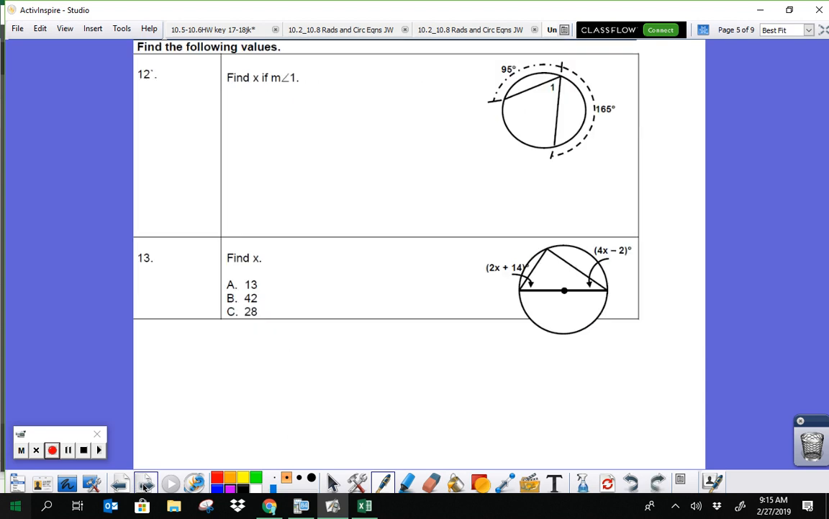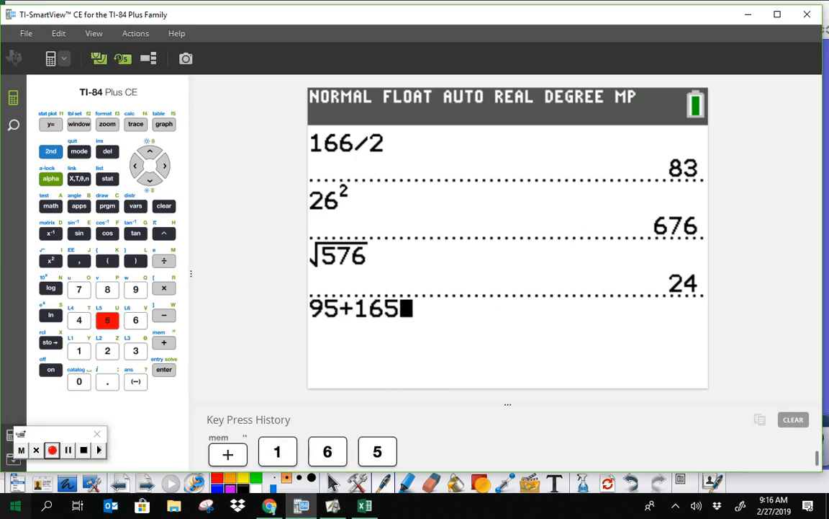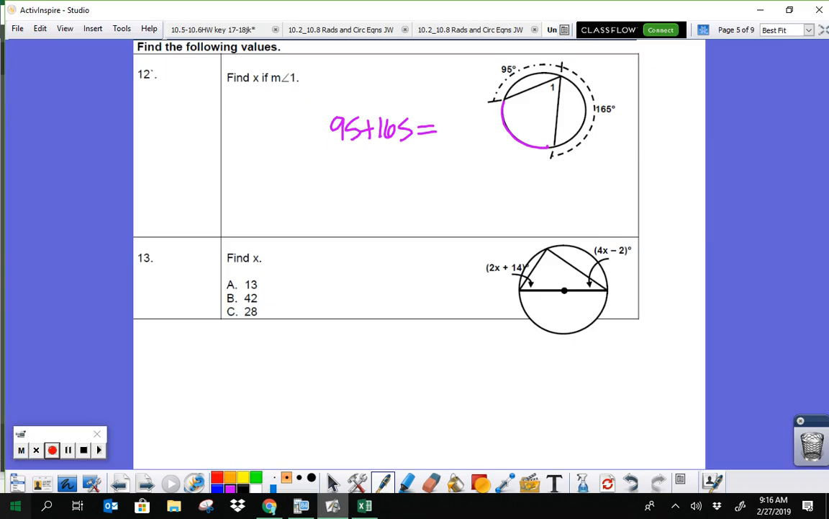Number 12, find X if the measure of angle 1. Okay, so what I'm going to do is find this arc that is missing. So I'm going to do 95 plus 165. And 95 plus 165 is 260. So this piece that's missing is 260. That angle of angle 1, that's called an inscribed angle, which means it's going to be half of that arc. So half of 260 is 130.